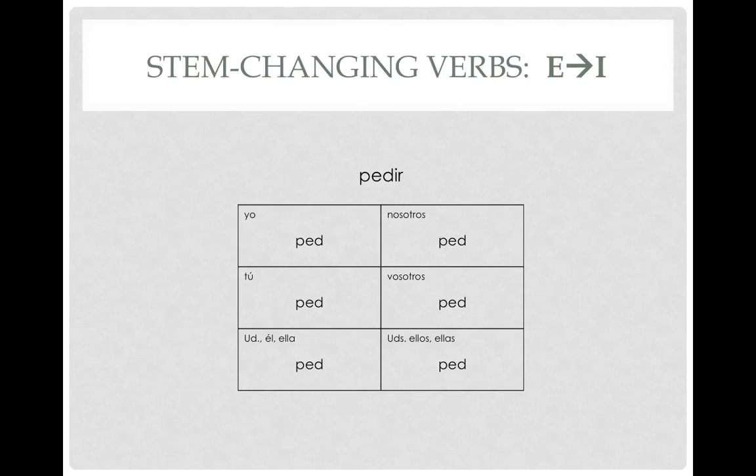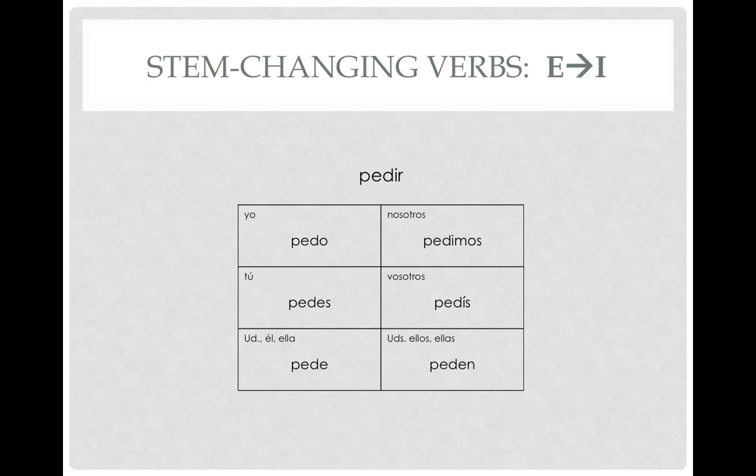Let's look at a different stem-changing verb. This one is an E to I stem change. Follow the same process for the verb pedir. For this verb, our stem is PED, so we wrote that in each form. Then we add our endings for IR verbs. O, es, e, imos, ís, and en.